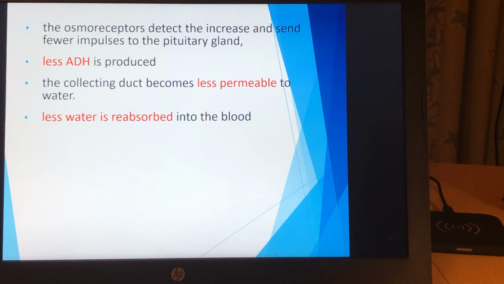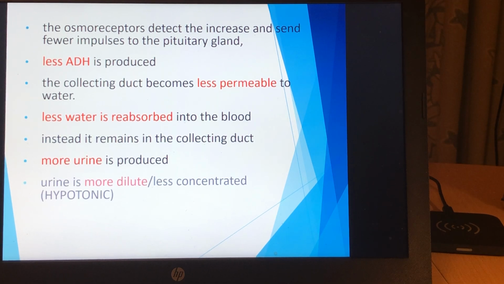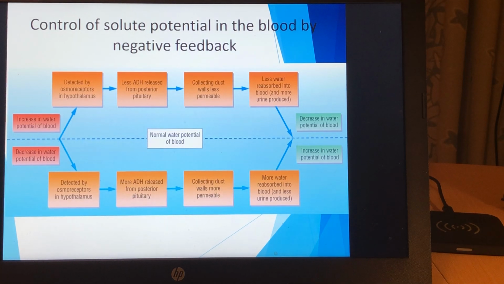as we said, less ADH, collecting duct is less permeable, less water is reabsorbed, stays in the collecting duct, produces more urine, same amount of salt and so on, but more water, so the urine is going to be hypotonic, more dilute. Okay, osmoregulation is an example of negative feedback.